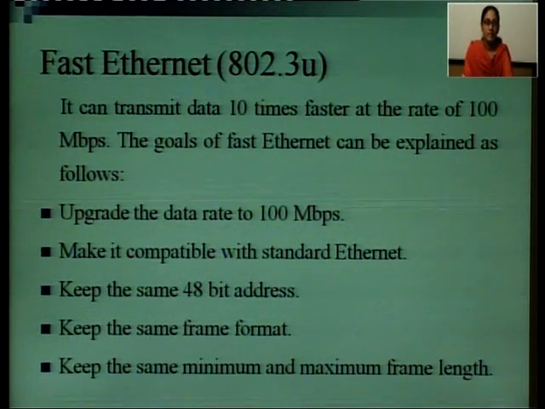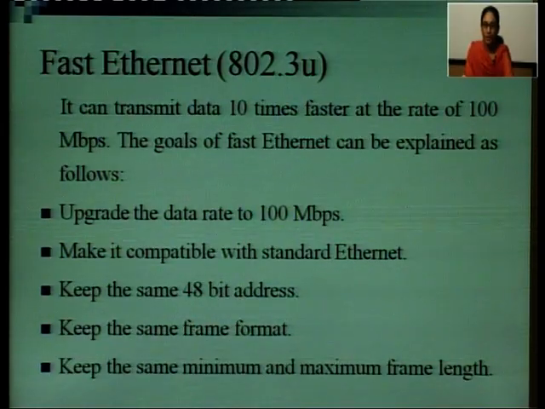After the traditional or standard Ethernet, the next Ethernet is the fast Ethernet. The Ethernet specification is given by the IEEE 802.3, that is the MAC frame format. Next is the fast Ethernet, which is 802.3u. It is different from the traditional Ethernet in the data rate. It can transmit data 10 times faster, at the rate of 100 Mbps. The fields are almost the same, only the data rate is different.